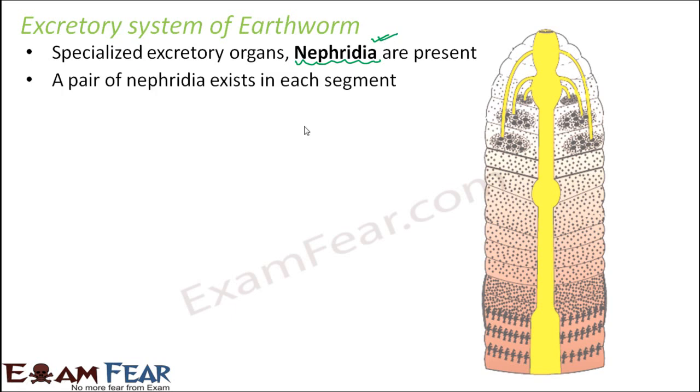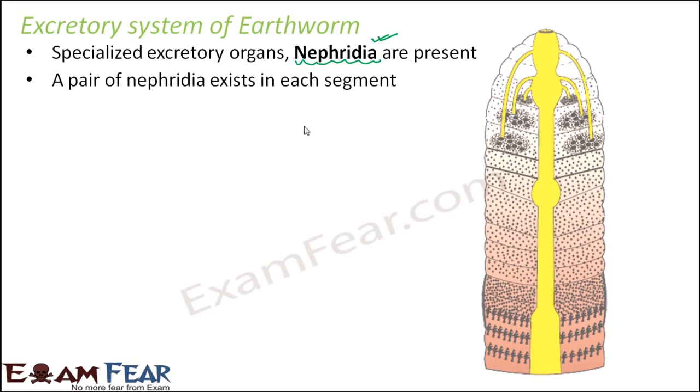So let us see where we see these nephridia. If you try to understand what nephridia are, you can consider them analogous to human kidneys, like how we have kidneys for excretion, similarly they have nephridia. Now a pair of nephridia exists in each segment. Actually, it is present in all the segments in the body of earthworm except the first three segments and the last segment.